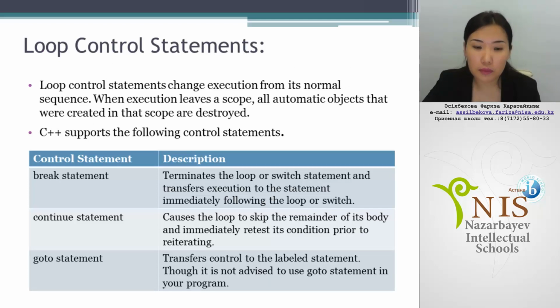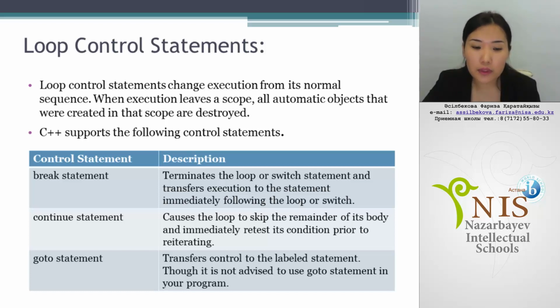Loop control statements. Loop control statements change execution from its normal sequence. When execution leaves a scope, all automatic objects that were created in that scope are destroyed. C++ supports the following control statements. The first is the break statement. It terminates the loop or switch statement and transfers execution to the statement immediately following the loop or switch.